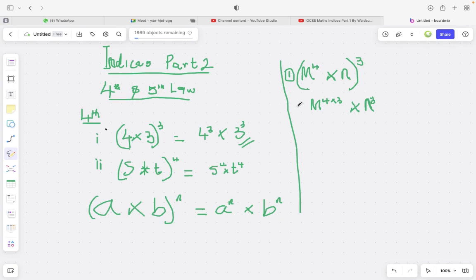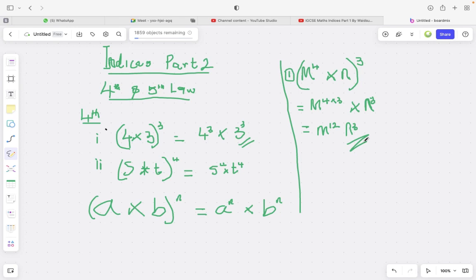So the next step is to evaluate this one. 4 times 3 is 12. So I have m to the power of 12. And then I have n to the power of 3. So this is your final stage. Is that okay? Now let's move on quickly.